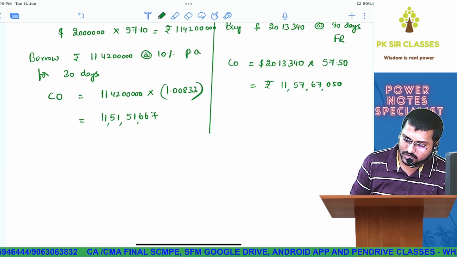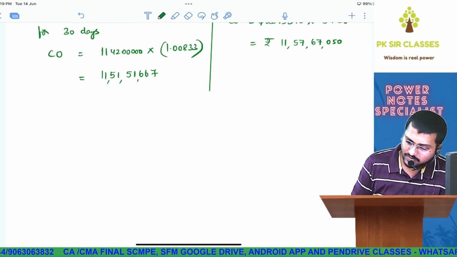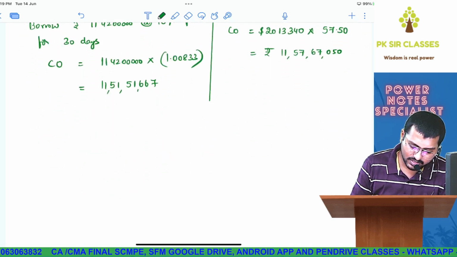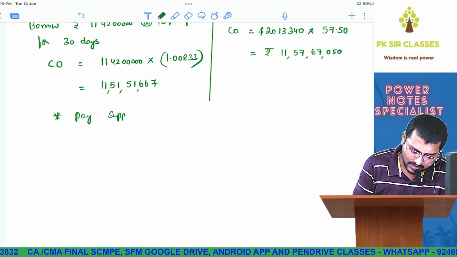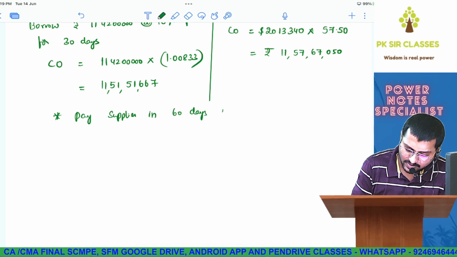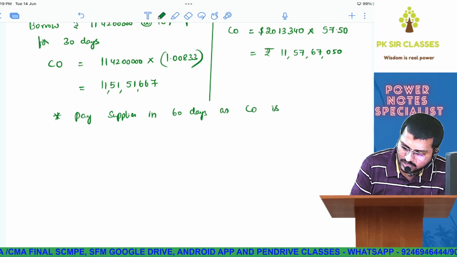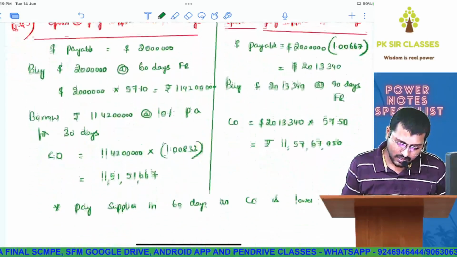Tell me what the situation is in both cases. Where is the cash outflow less? The cash outflow is less in the 60 days option. So pay the supplier in 60 days, as the cash outflow is lower. Got it?